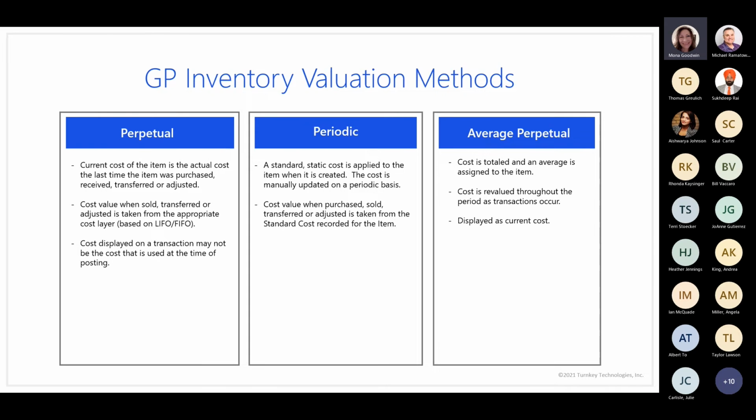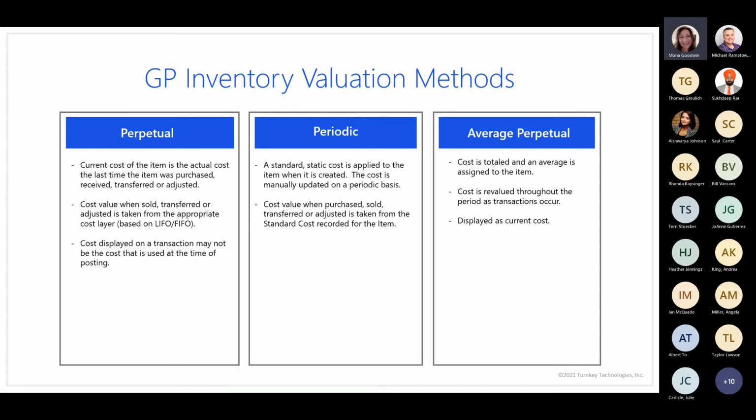And also that might help you in doing quotes for customers. So the first thing we'll cover will be a thorough review of the perpetual or current cost valuation method. And then we'll talk about periodic. Periodic is your standard or static cost. It's usually used in a manufacturing environment. I'll be talking about that from an inventory maintenance perspective.